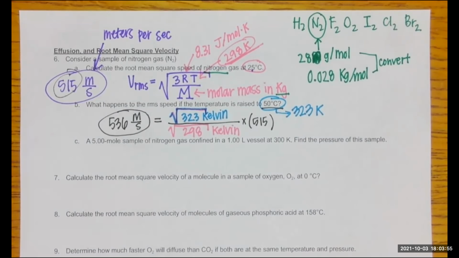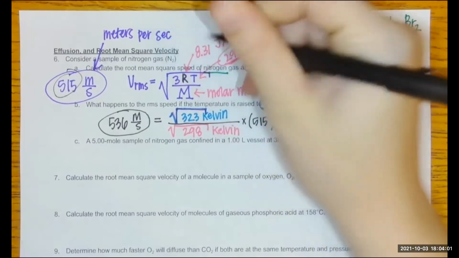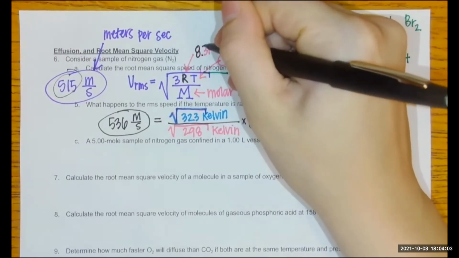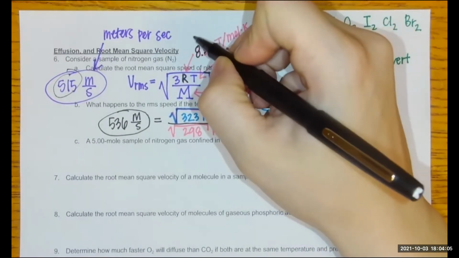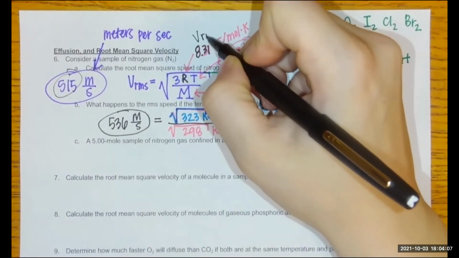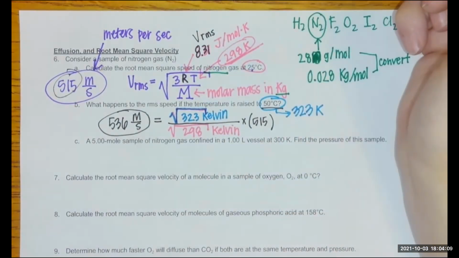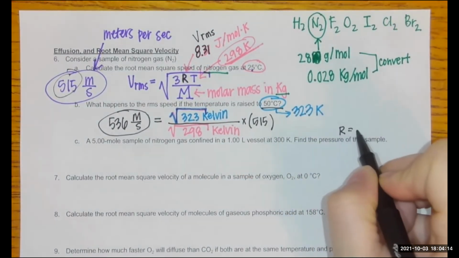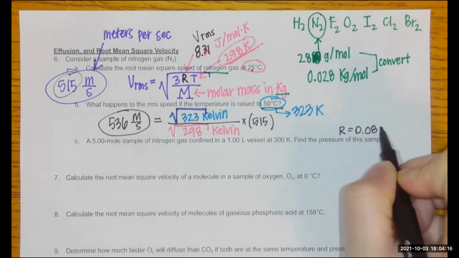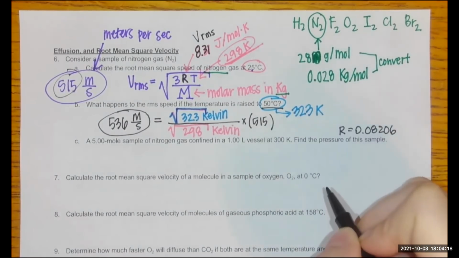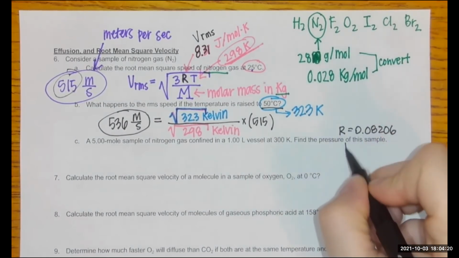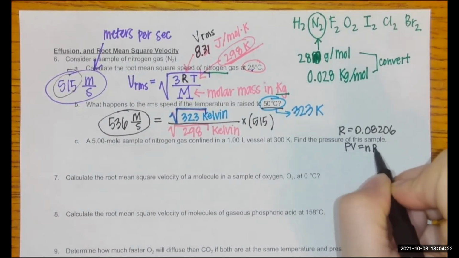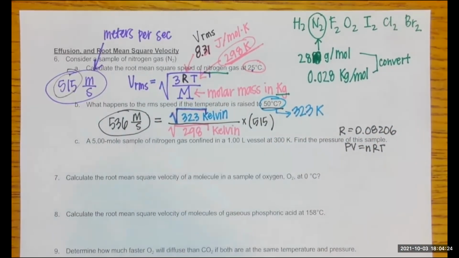Part C of this sample is just to solidify for you, when do you use R of 8.31? The answer is when you're doing the root mean squared velocity calculations, versus when do you use R equals 0.08206? And the answer to that is when you have PV equals nRT. That's what this is here.